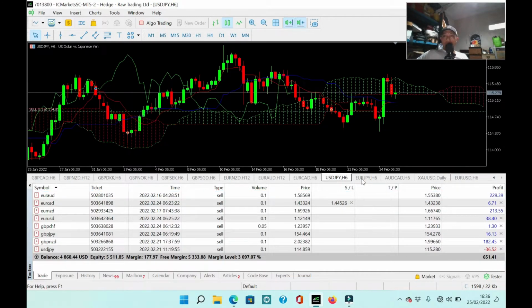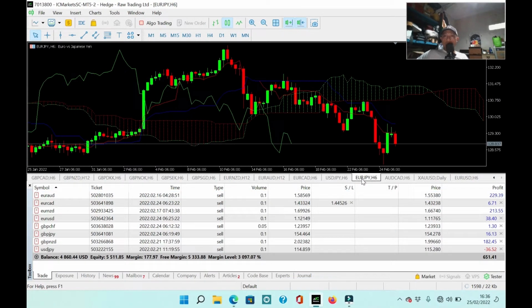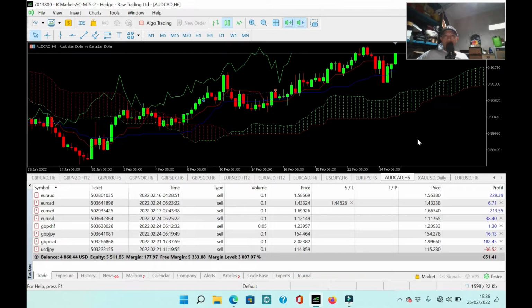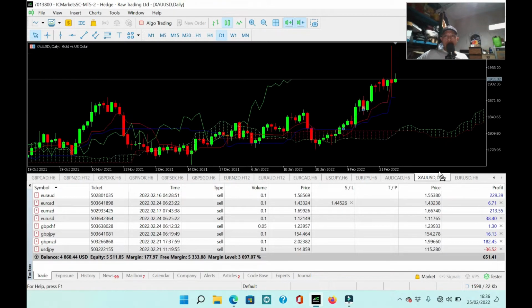And the next pairs are Euro GPY, Australian dollar Canadian dollar, and this is gold, XAU USD.